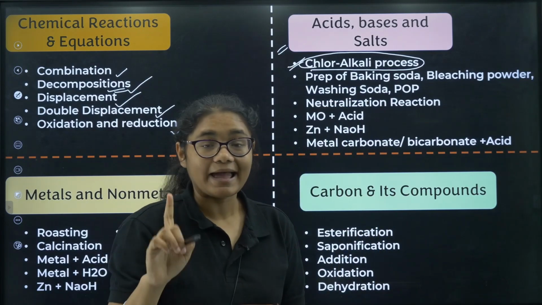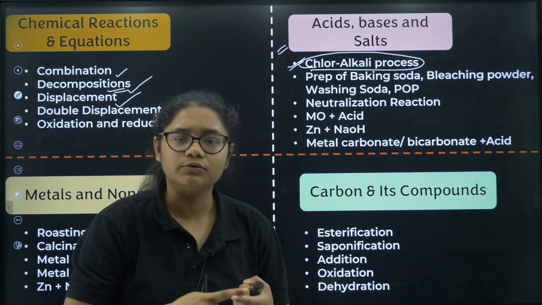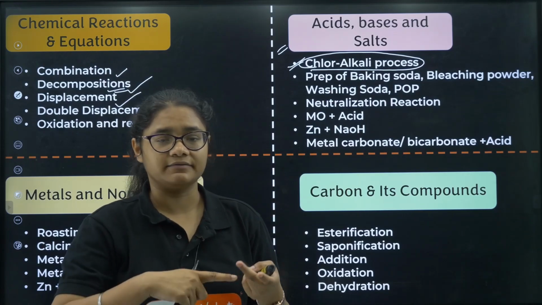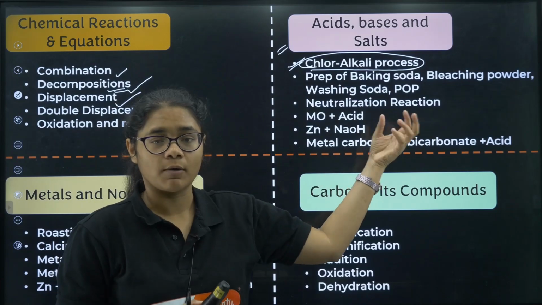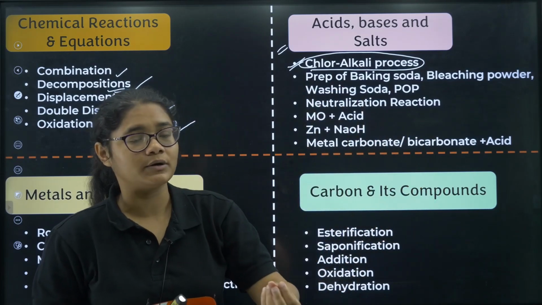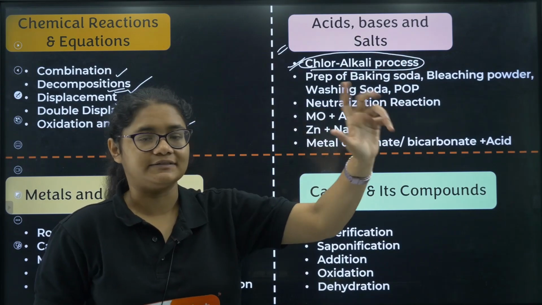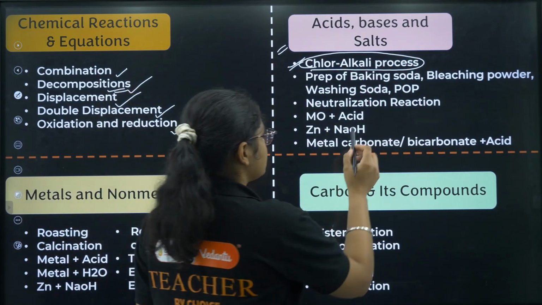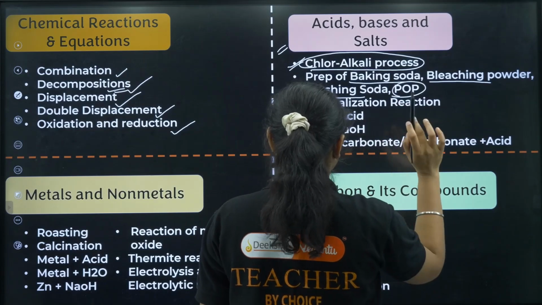Every year I have observed questions from this. Example questions will be like, what is the chlor-alkali process, why is this name given, and the diagram is asked. Then even questions on what products are formed, what is formed at the anode, what is formed at the cathode. All these types of questions are asked from this particular segment. Next, coming to the preparation of baking soda, bleaching powder, washing soda and plaster of Paris.